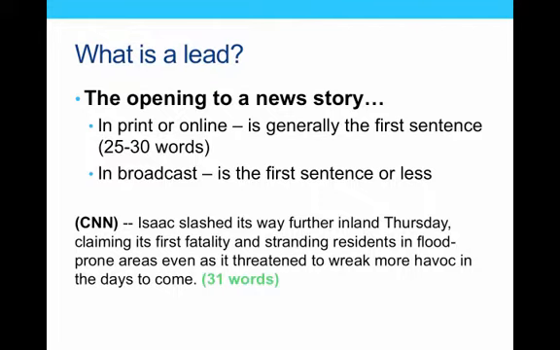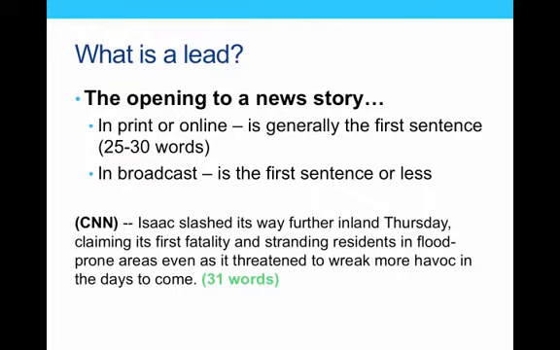In print or online, it's generally going to be the first sentence. And on average, the lead is going to run about 25 to 30 words. Of course, that doesn't mean there aren't excellent leads that are much fewer than 25 to 30 words or somewhat longer than 25 to 30 words, but that's a rule of thumb.